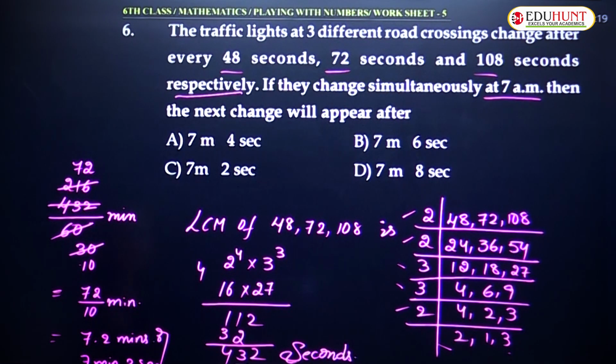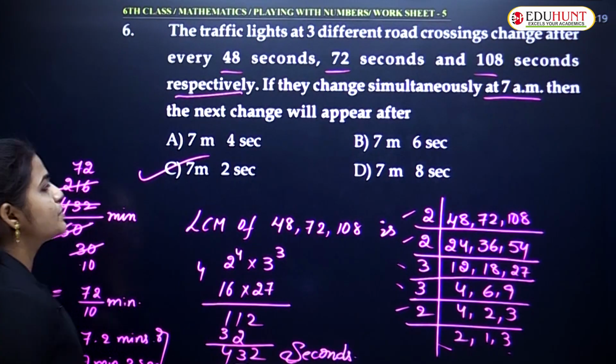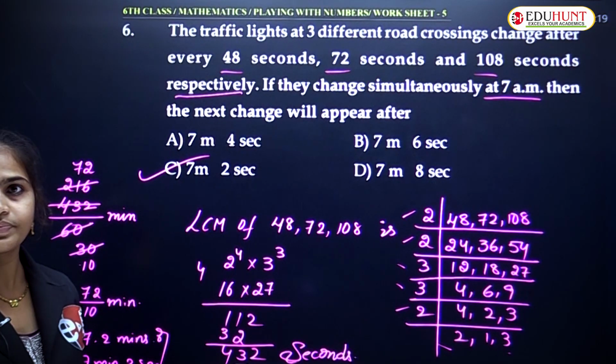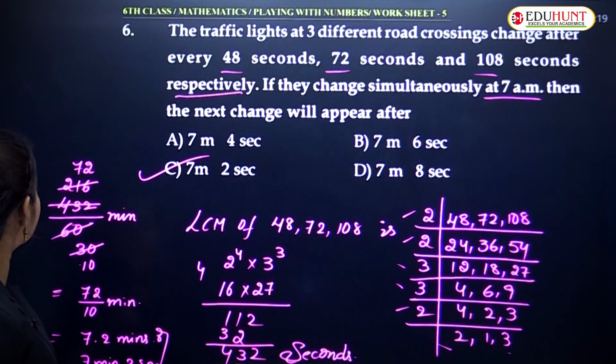So as per this, which option is correct here? Yes, option C is correct. That is 7 minutes 2 seconds. Clear? Yes. Let us see the next question, ma.